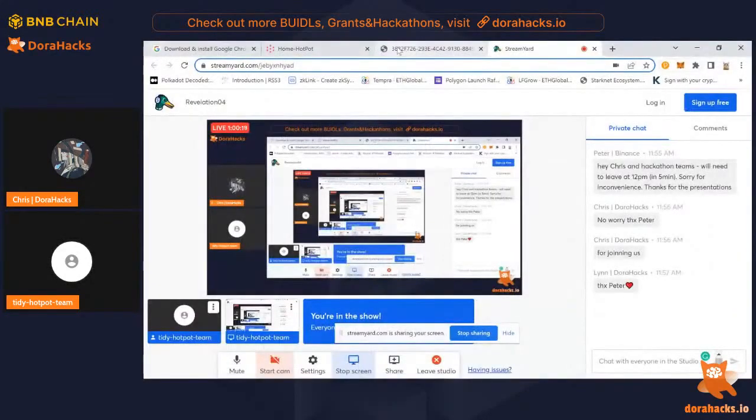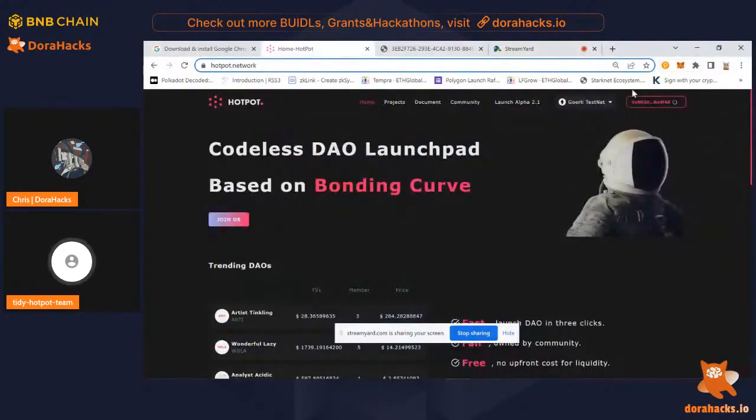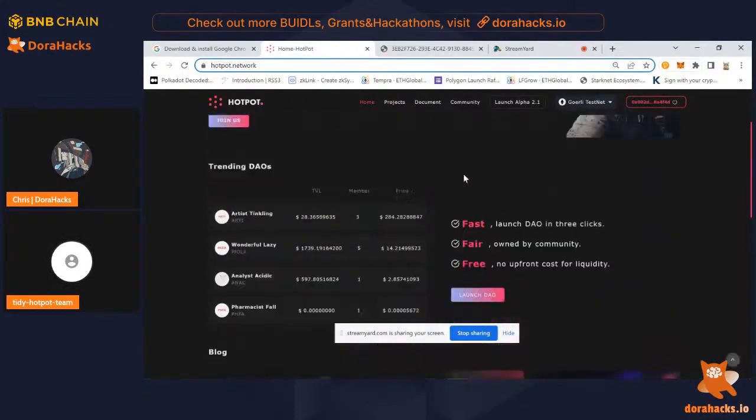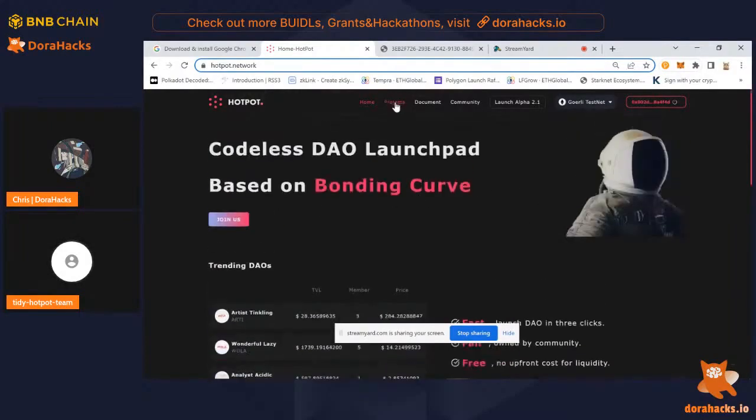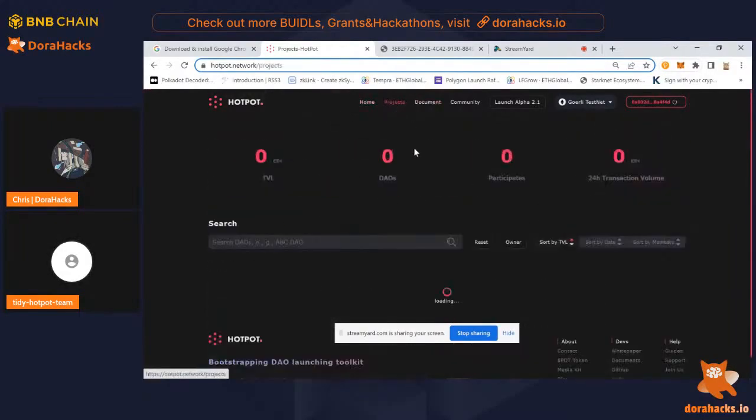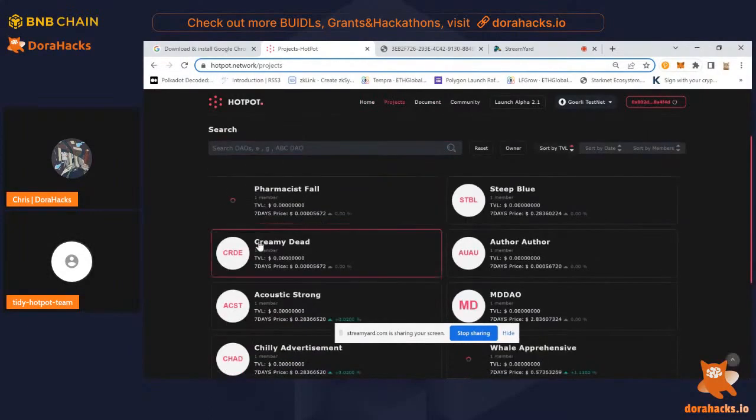I will jump to our website a little bit and come back. So here's our Hotpot, and I've already connected my wallet. You can see it's only at the testnet stage now. You can see we have some DAOs here, and you can also choose some projects. It takes some time for updating. Okay, so you can see a lot of projects.